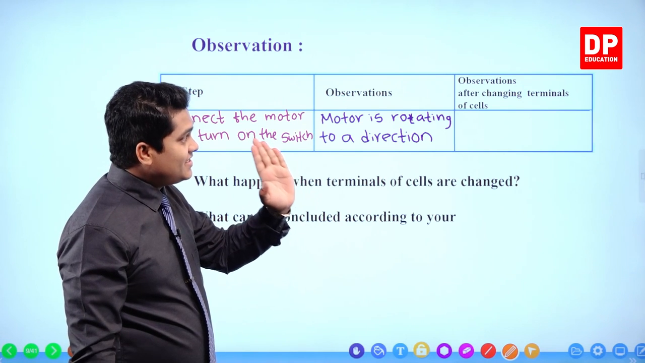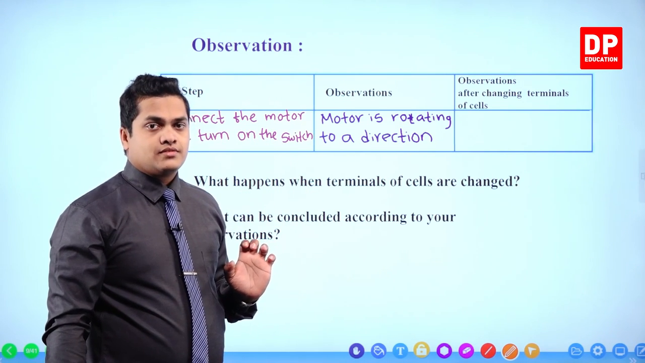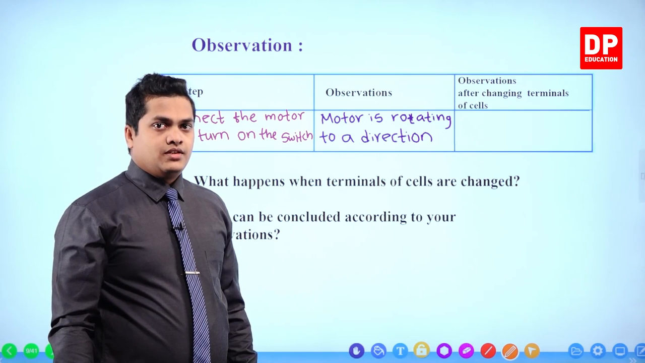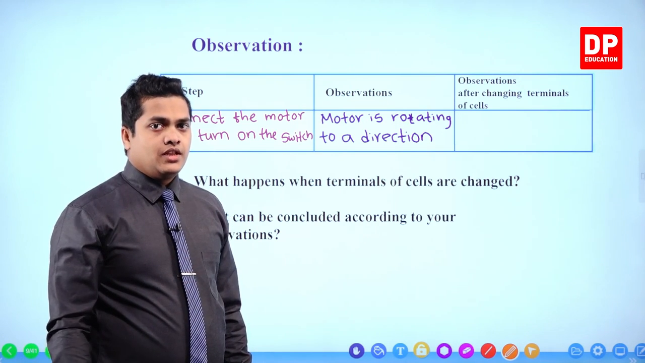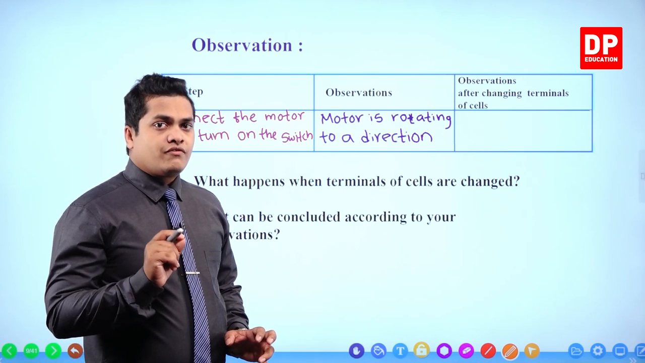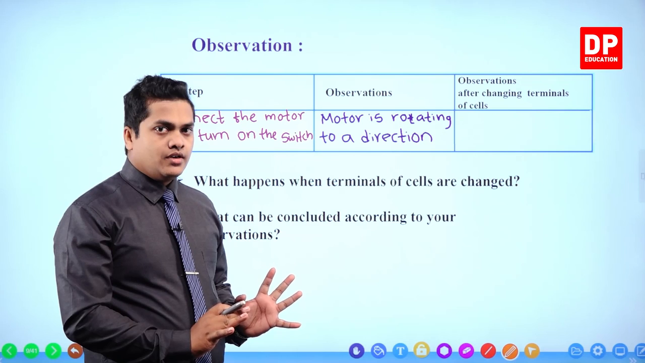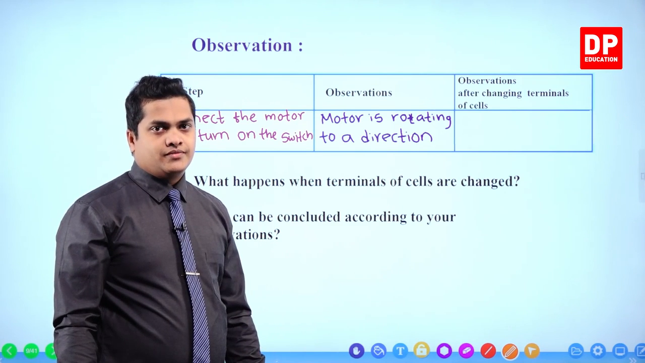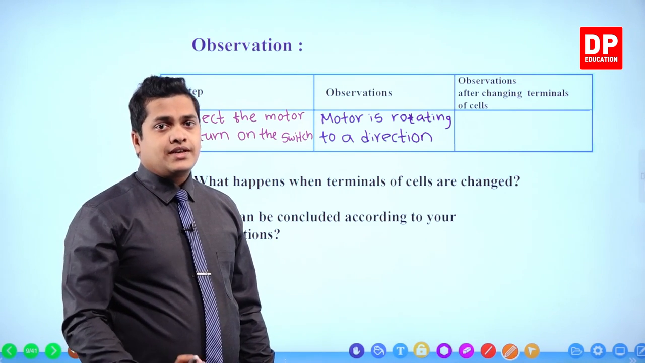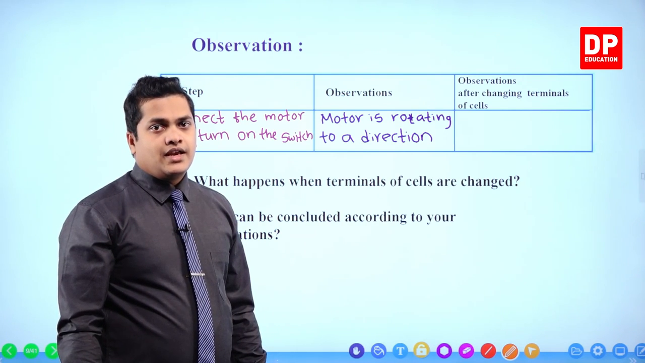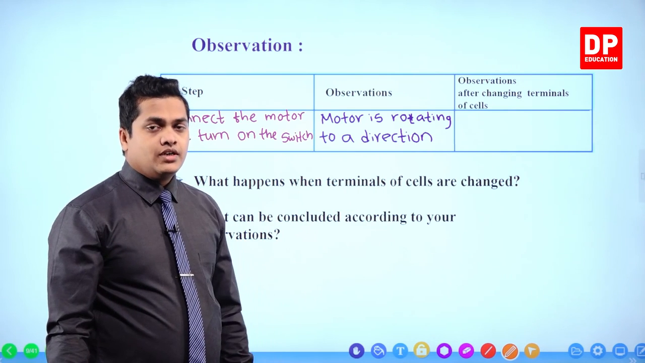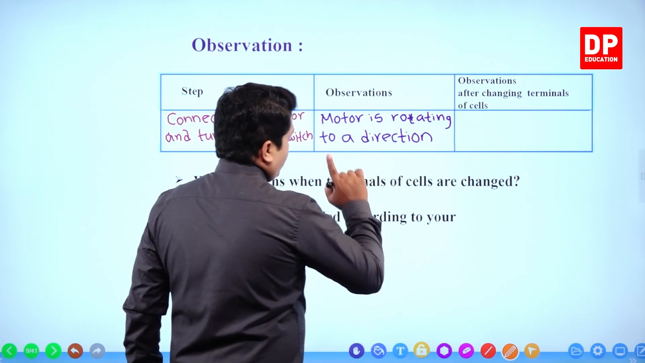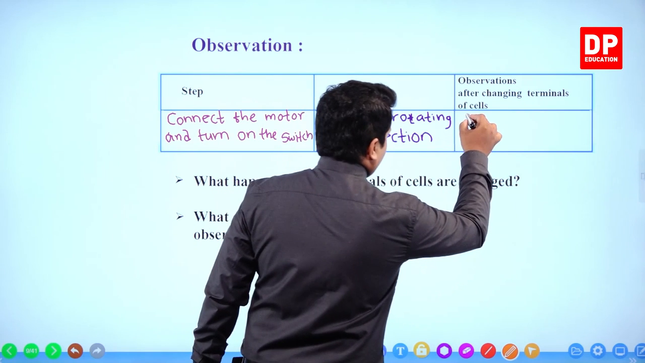Observations after changing terminals of cells. So we have to write down the observation after changing the terminals of the cell. After changing the terminals, you could observe that the direction of rotation of the motor also changes, or it will rotate to the opposite direction. The motor will rotate to the opposite direction the second time when you are interchanging the terminals of the dry cells. So here we can write it like this. Motor is rotating to opposite direction.